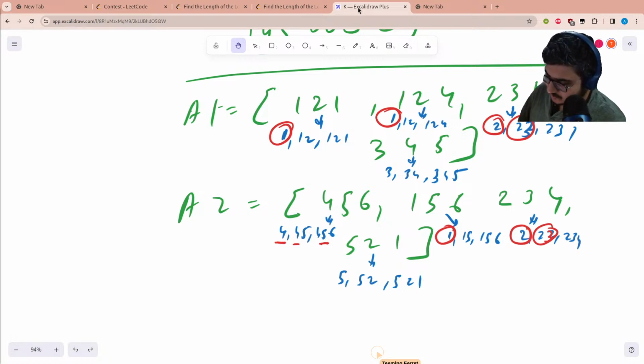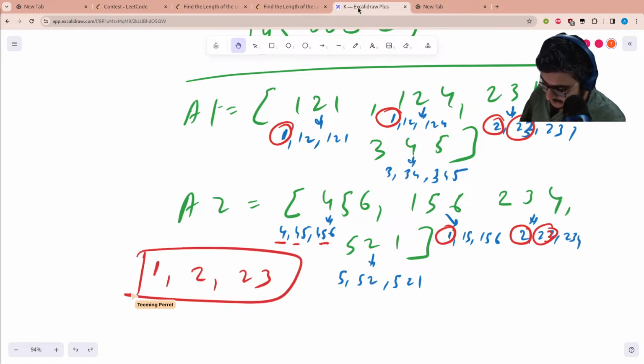So now among all the numbers which are in both of these, we have to find the one which has maximum length over here. So here the common numbers are 1, 2, and 23. And the maximum length would be of 23, which is 2. So the answer should be 2 in this case.